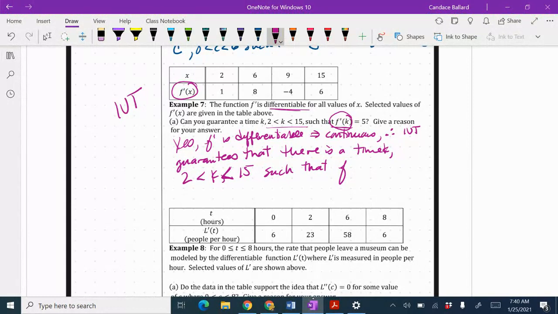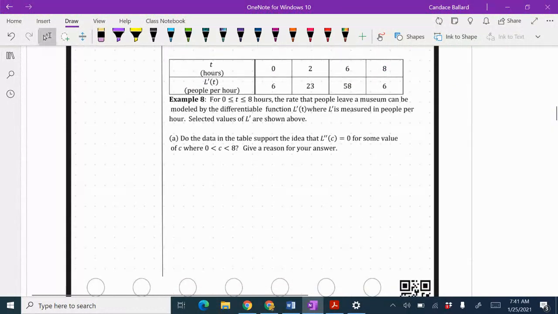I'm going to do some work off to the side really quick now that I've got that. I'm going to look at what f prime of 15 is and what f prime of 2 is. I need to look at that to make sure that this number is actually in between. So f prime of 15 says it's 6, and f prime of 2 says it's 1. So it does for sure look like 5 has to be between 1 and 6. So I'm confident in writing this statement, such that f prime of k equals 5. All right, let's take a look at example 8.